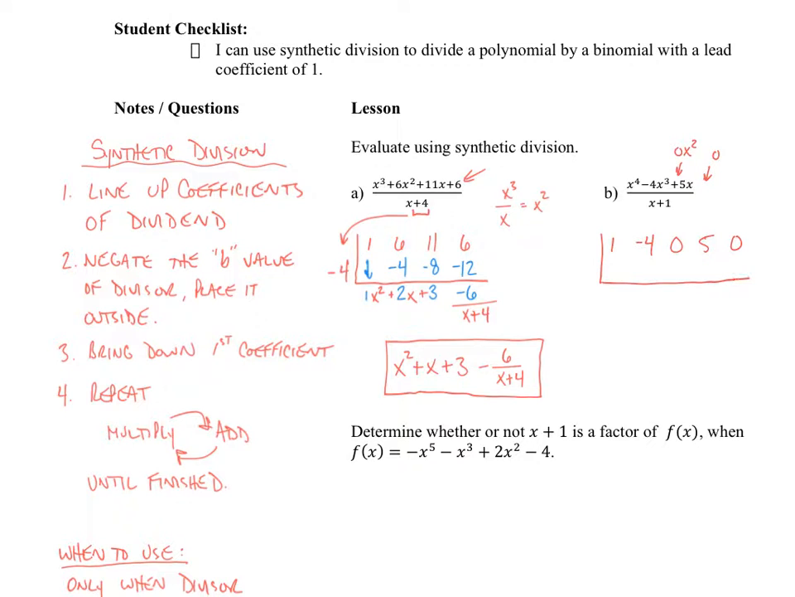Okay, so I'm going to set this up. I'll take my b value and negate it, which only happens with synthetic division. Remember, with long division, you don't negate that b value, but here we are going to. And then I'm going to start my process.